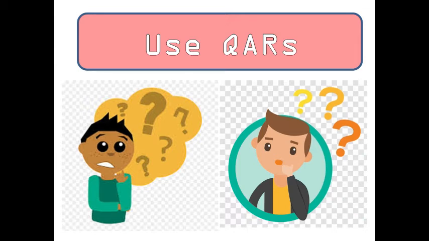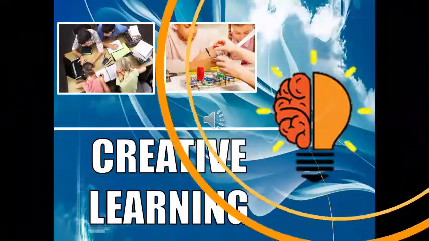Next is using QARs. Question and answer relationships teach students to label the type of question that is being asked and then use that information to help them formulate an answer. Students must decipher if the answer can be found in a text or online or if they must rely on their own prior knowledge to answer it.